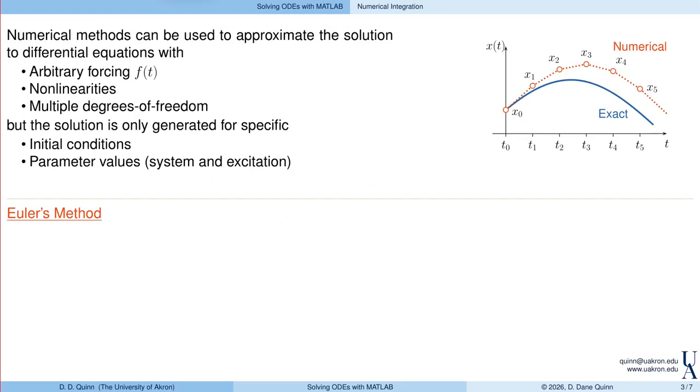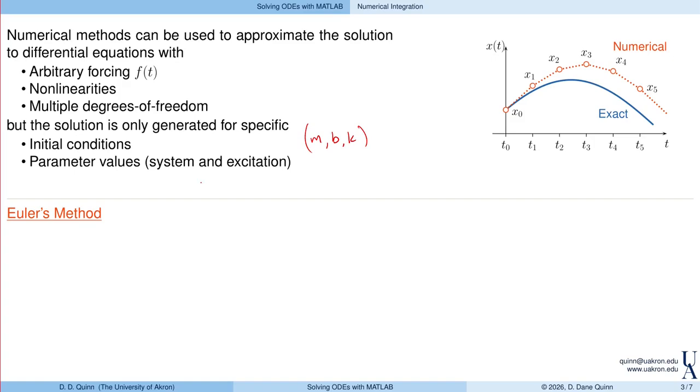So these numerical methods can be used to approximate the solution to these differential equations, and they're fairly flexible, right? We can have arbitrary forcing, right? We can have nonlinearities, right? So for example, we could solve for the response of a pendulum. We can easily have multiple degrees of freedom, right? But there are some problems with these. The solution is only generated for specific initial conditions and, perhaps more importantly, specific parameter values, right? So, for example, remember these were like m and b and k in the system, spring mass damper system that we had before.